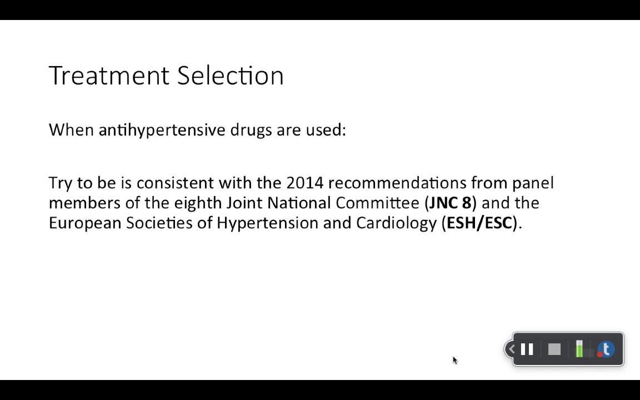That's JNC 8, which I talked about, is the Joint National Committee. The other one I didn't mention before is the European Societies of Hypertension and Cardiology. So here's the abbreviation there. So you can go to either one, look at them. They're a little bit different.